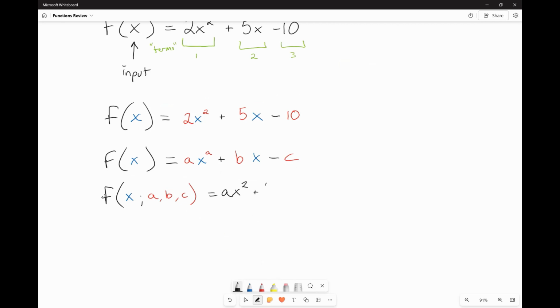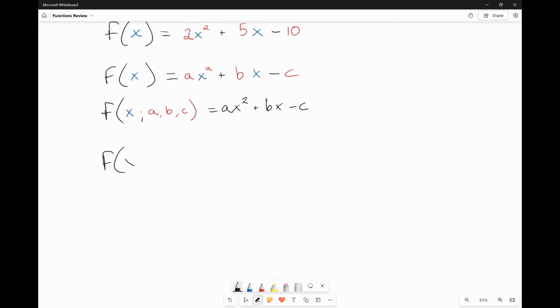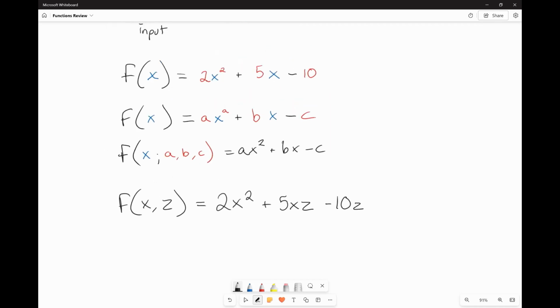Now, another thing that's important to notice about functions is that sometimes we can have a function that has multiple variables. So now I'm going to drop my color scheme here. We could have 2x squared plus 5xz, minus 10z. We could have a function like this that has multiple variables. This can come up in some of the types of math problems that we will do in economics. So you can have functions with multiple variables. You can have functions with variables and parameters.